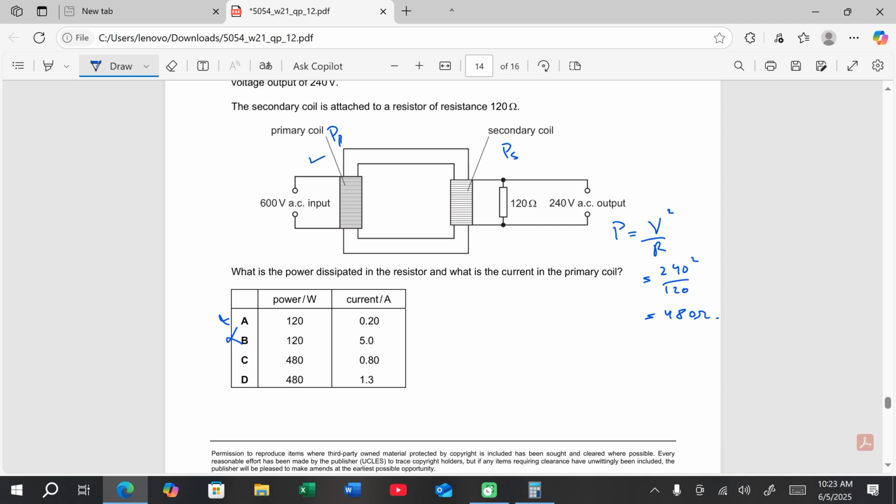Since we got 480 as the power here, we'll use P is equal to VI. Power is 480, voltage is 600, so 480 has to be divided by 600. When you calculate it, it's going to give you 0.8.